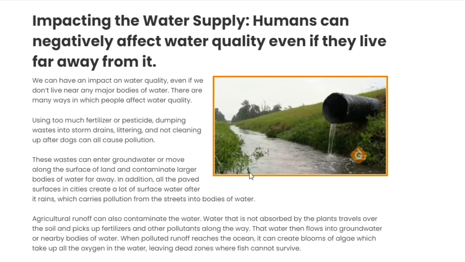Agricultural runoff can also contaminate the water. Water that is not absorbed by the plants travels over the soil and picks up fertilizers and other pollutants along the way. That water flows into groundwater or nearby bodies of water. When polluted runoff reaches the ocean, it can create blooms of algae, which take up all the oxygen in the water, leaving dead zones where fish cannot survive.